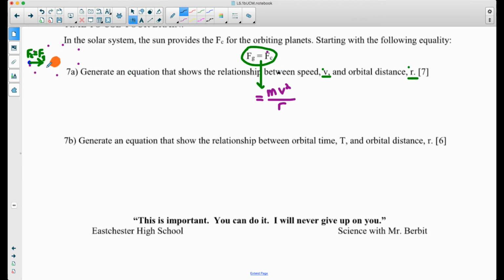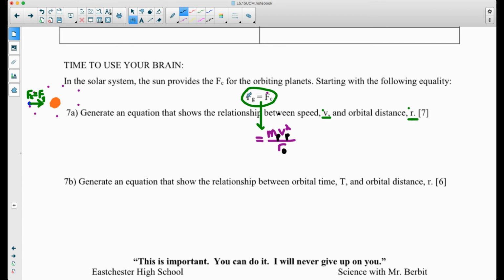And in this picture, what is it that's moving? It's a simplified picture, yes. But the thing that's moving is the planet. So this is really the mass of the planet. This is the speed of the planet. And this is the radius at which it orbits. So we can put a little O, the radius of orbit.